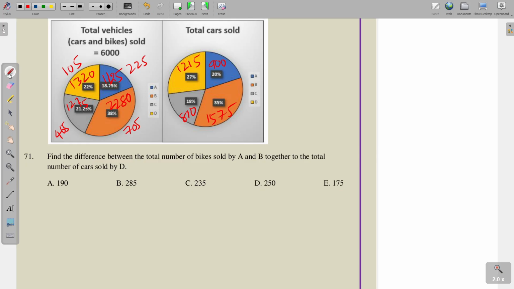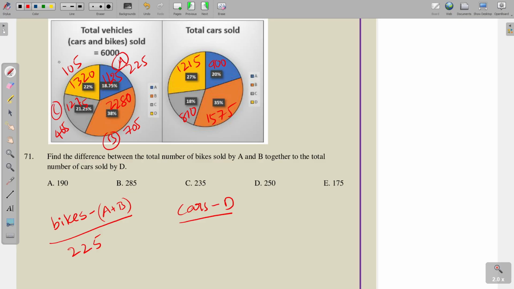Find the difference between the total number of bikes sold by A and B together and the total number of cars sold by D. A and B together bikes. A bikes are 225. This is A, this is B, and this is C, this is D. In the same way, A and B, C and D.